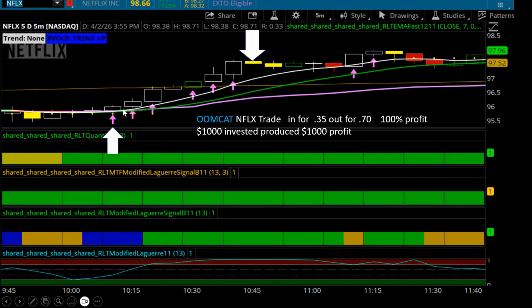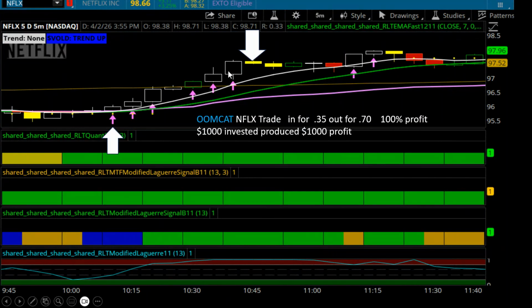Get in for 35 cents. And these are out of the money. This was an UMCAT trade. These are trading at around 96. I probably took a 97 or 98 call of this thing. And I rode it up for about 9 or 10 candles and get out right here. I get in for $35 a contract and out for 70, to 100% profit. So 1,000 invested produced 1,000, 500 produced 500. That's the kind of trade you're looking for.